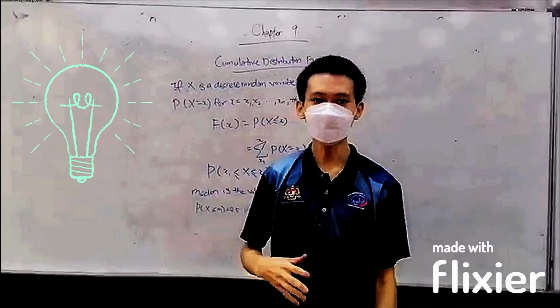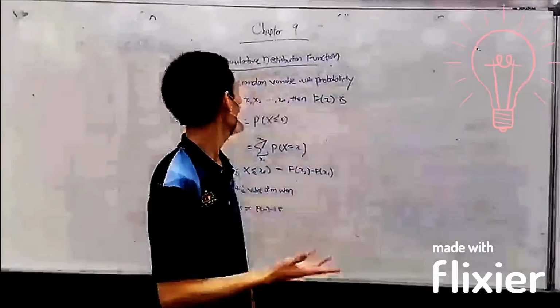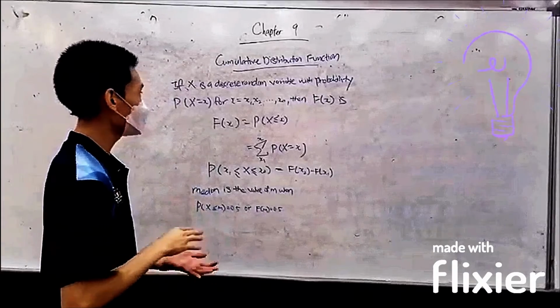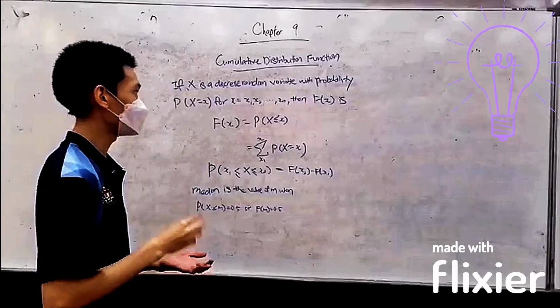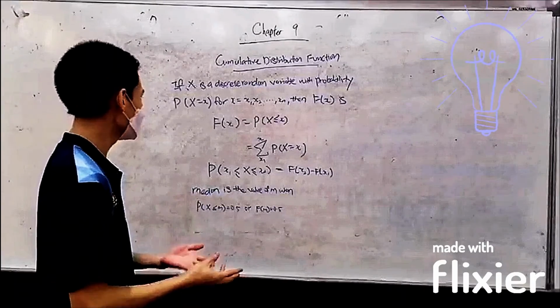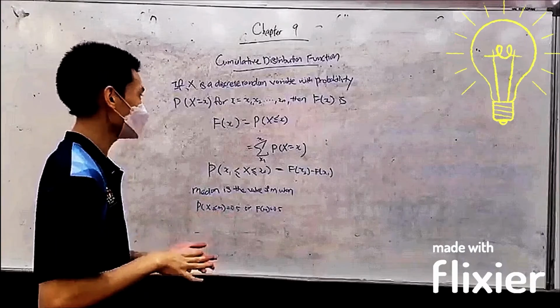Hello everyone, I'm Meng. I'm one of the power leaders for my subject. Today I would like to discuss the cumulative distribution function. If X is a discrete random variable, the summation of the probabilities for all values of the random variable x equals 1. So P(X equals x1) until xn equals 1.